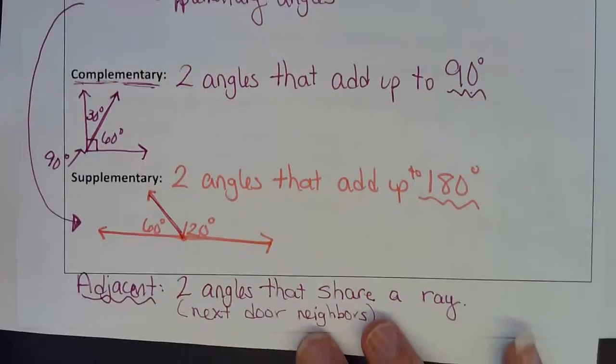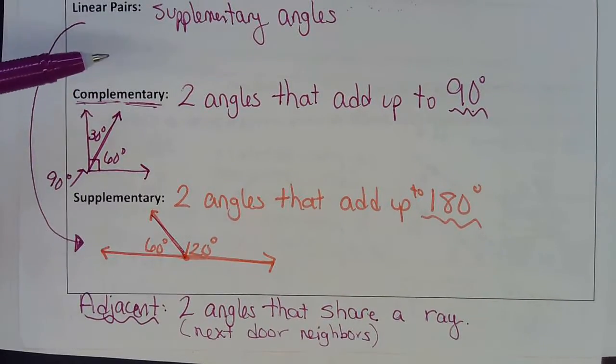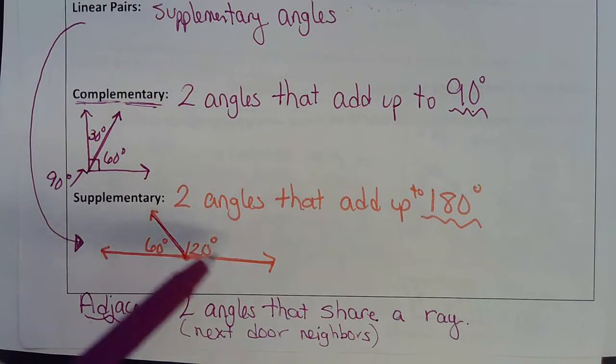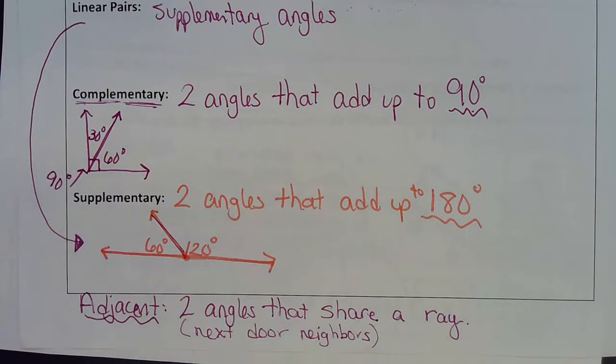Tomorrow, I'm going to be putting pictures up. Actually, the warm-up tomorrow is within your actual assignment packet. We're going to go through and label. I'm going to draw a picture, and you're going to have to tell me however many different names you can find with these angle pairs.